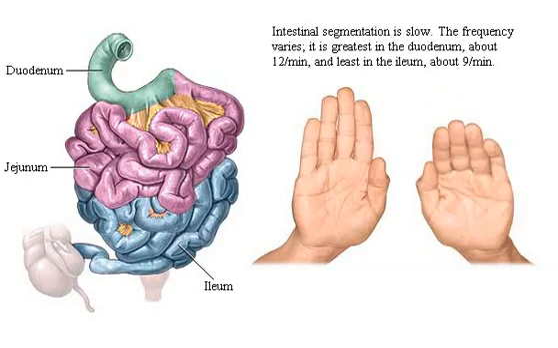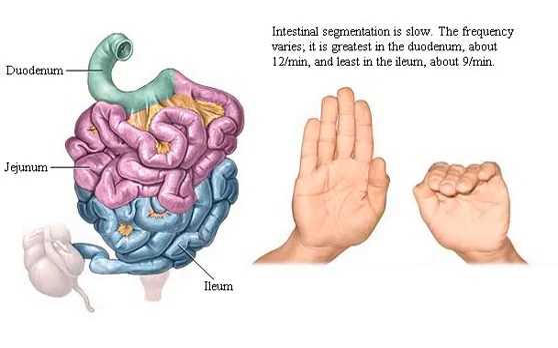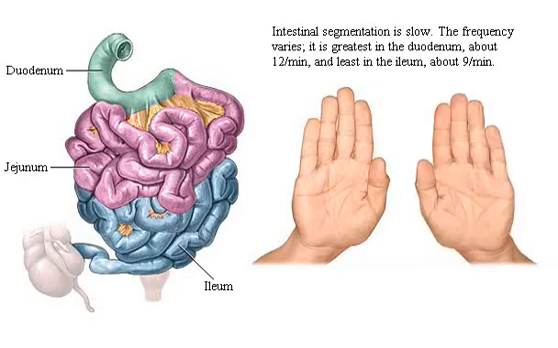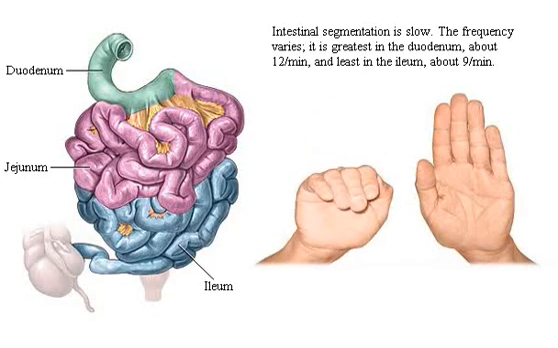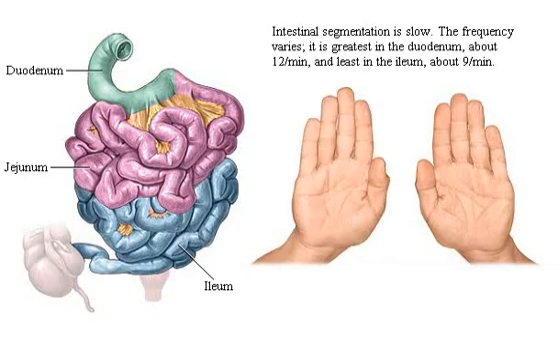Intestinal segmentation is slow. The frequency varies. It is greatest in the duodenum, about 12 per minute, and least in the ileum, about 9 per minute. The frequency of segmentation is controlled by the interaction between pacemaker cells and smooth muscle cells. Click the duodenum to see segmental contractions.